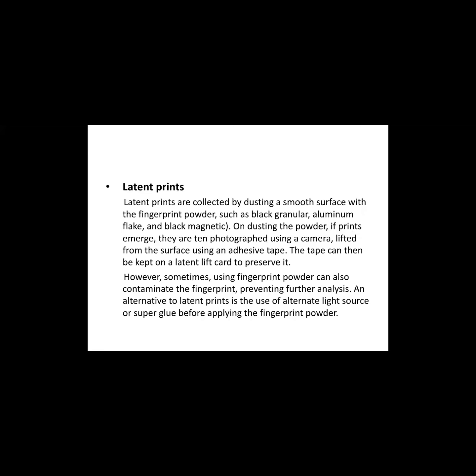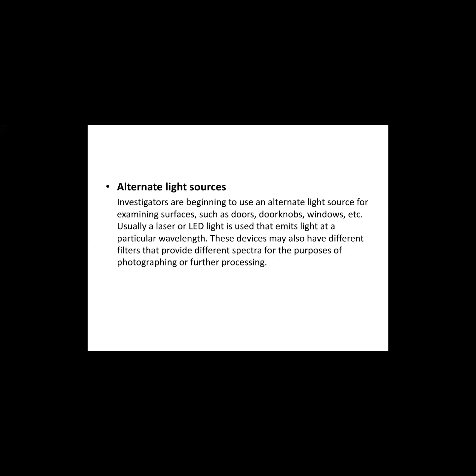Latent prints are collected by dusting a smooth surface with fingerprint powder such as black granular, aluminium flake, and black magnetic. On dusting the powder, if prints emerge, they are then photographed using a camera or lifted from the surface using adhesive tape. The tape can then be kept on a latent lift card to preserve it. Alternative light sources: investigators are beginning to use an alternate light source for examining surfaces such as doors, doorknobs, windows, etc.